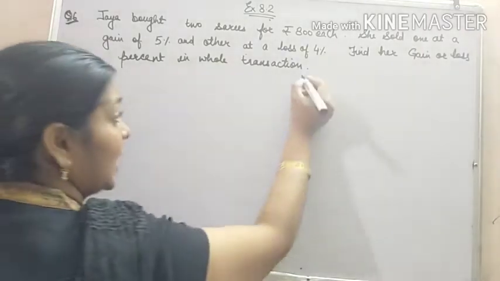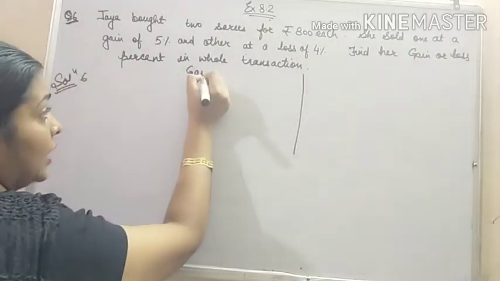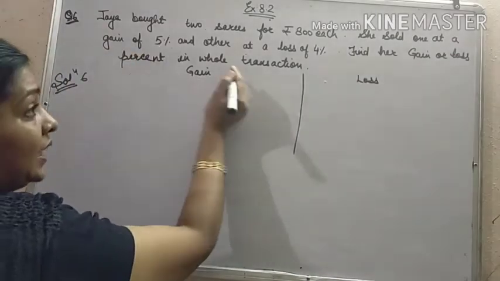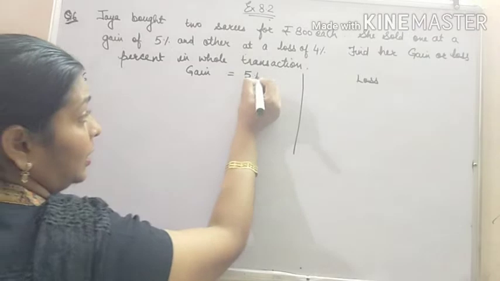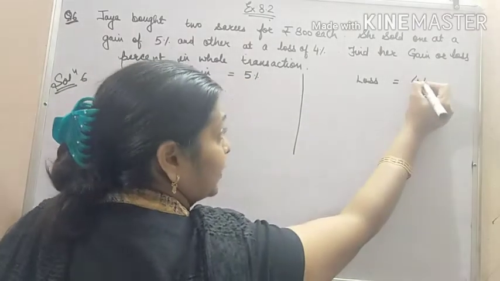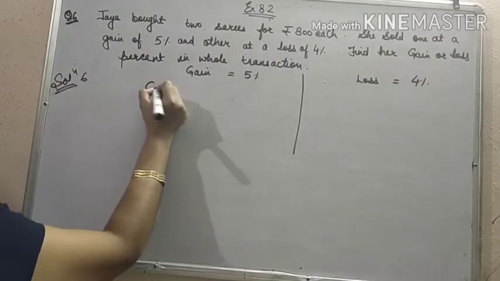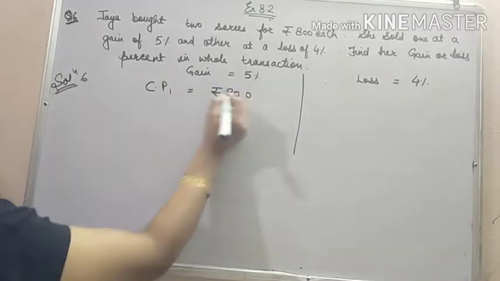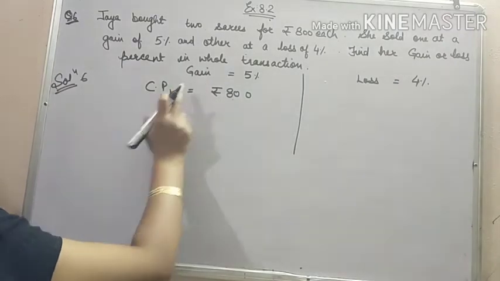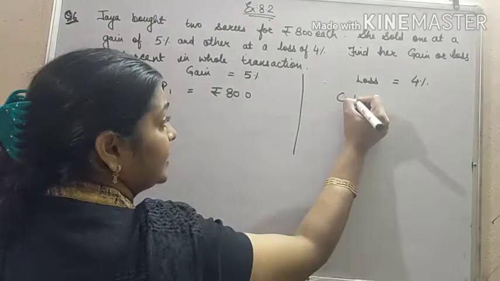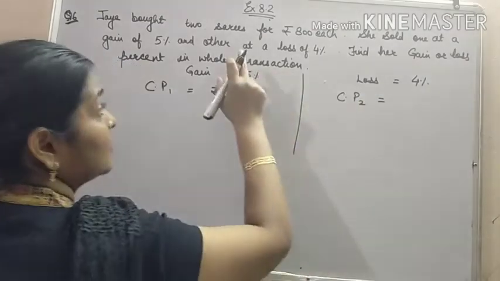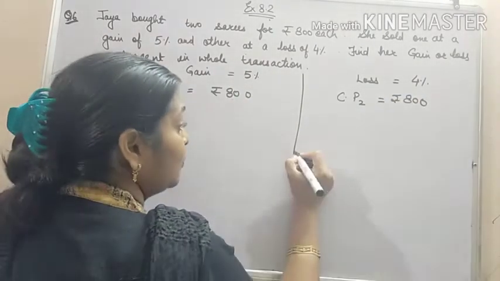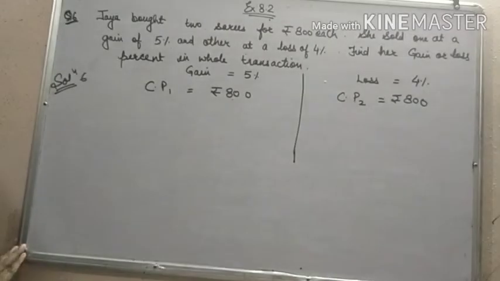That means we are having one case of gain and one case of loss. See, for gain it is 5%, for loss it is 4%. Okay. Now CP for both the cases is the same, that is rupees 800. Still, I mention CP1 for the case of gain and CP2 for the loss. Now I need to find the selling price in both the cases.